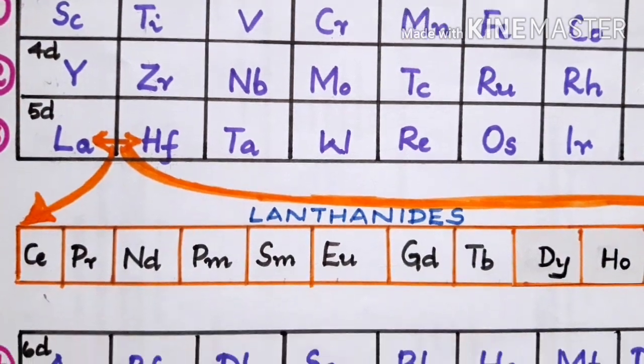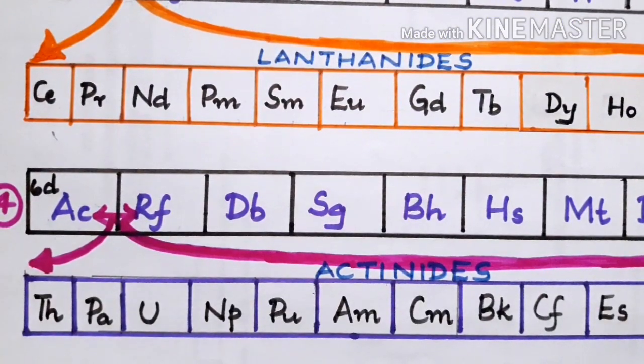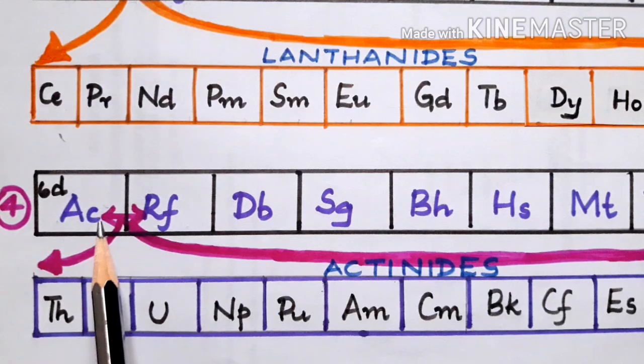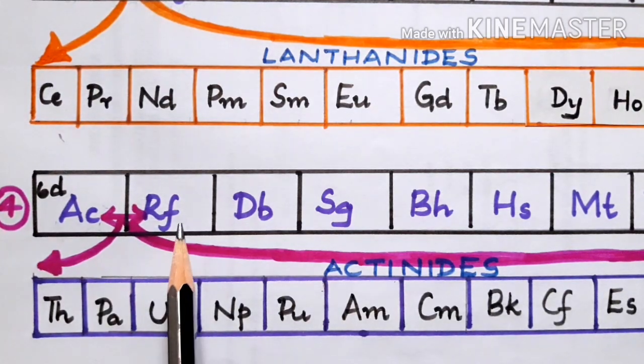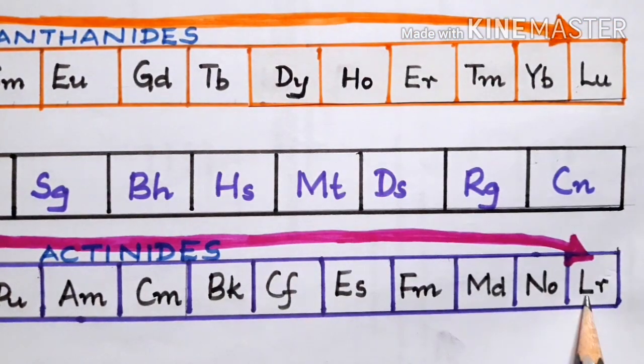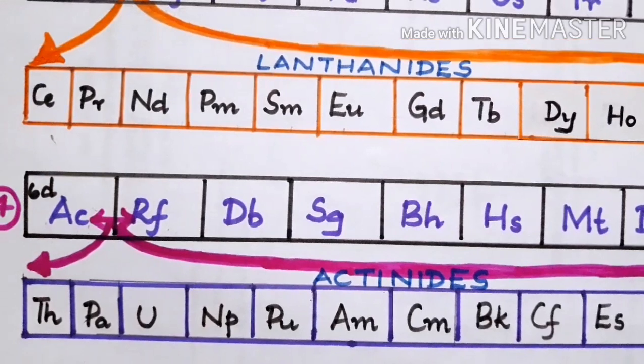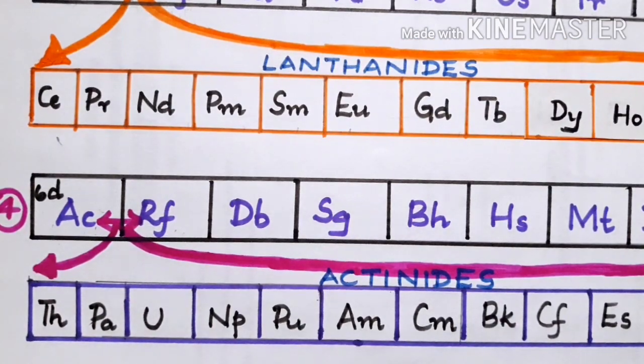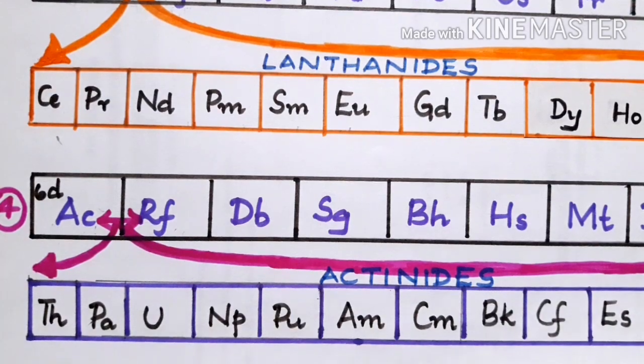Coming to the next one, that is actinides. These are 14 elements lying in between actinium and rutherfordium, starting from thorium to lawrencium. This lies in between the third and the fourth group in the seventh period. Now we will see what are the consequences of lanthanide contraction.